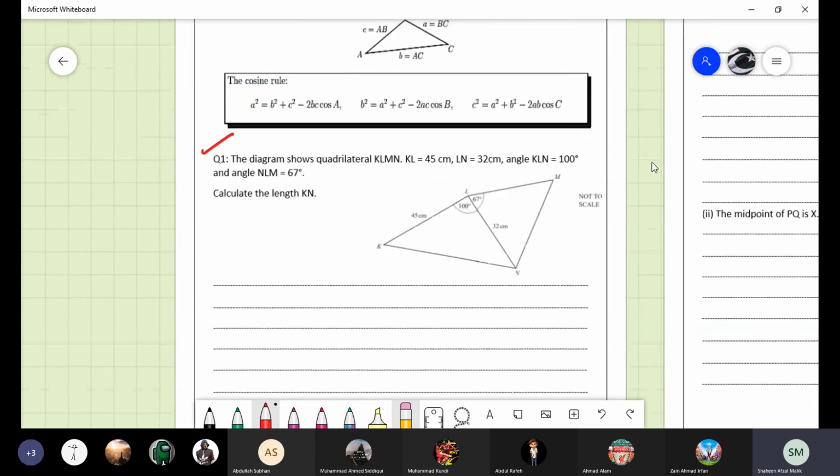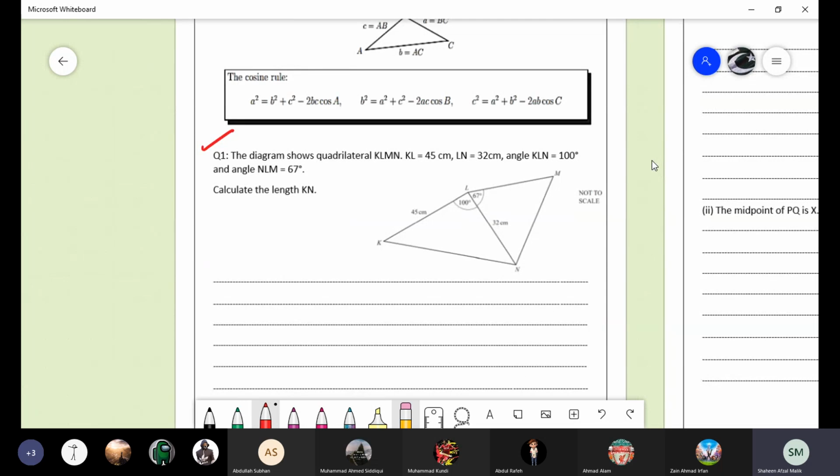Question number 1: the diagram shows a quadrilateral KLMN, with KL, LN and an angle given. Calculate the length of KN. Where is KN? Is this side KN? Yes, ma'am. Okay, so can you label the sides of the triangle so we can do it easily? Opposite to K, this is small k. Opposite to N, this is small n. And opposite to capital L, this is small l, that we have to find out.